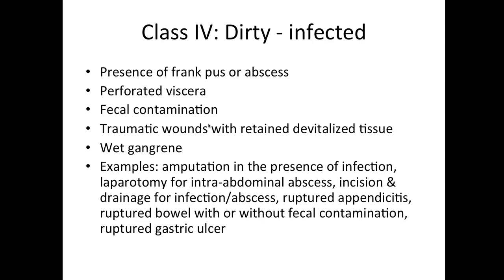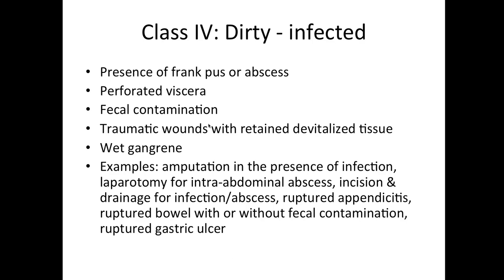Our last classification would be Class 4 or dirty infected classification. Here we would start to see the presence of frank pus or abscess. Pus is always going to be thick and white, a whitish yellowish fluid, which represents an accumulation of the white blood cells, liquefied tissue, and some cellular debris. And an abscess is just a swollen area in the body tissue that contains an accumulation of pus. We could also have perforated viscera here. Viscera is referring to any of our organs.